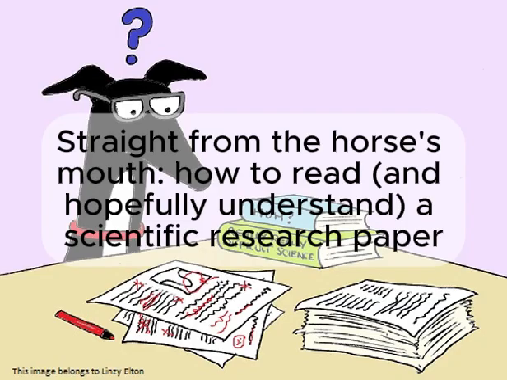DOI number, which stands for Digital Object Identifier. This is a string of letters, numbers, and symbols which can be used to uniquely identify an article or document. And most scientific papers now each have their own individual DOI.